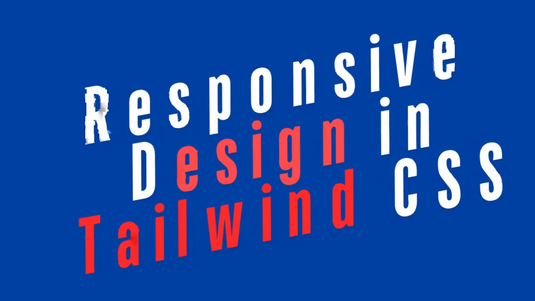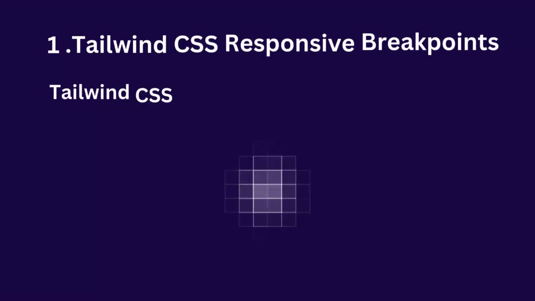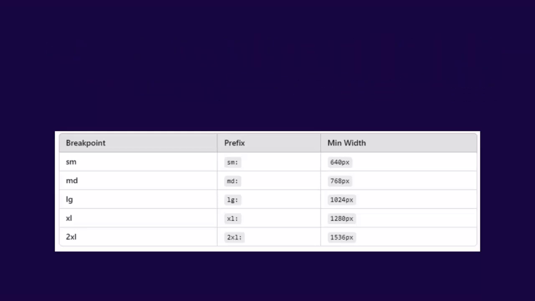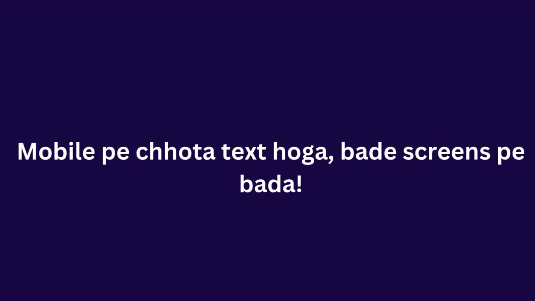Today we will explore responsive classes. In Tailwind CSS there are 5 main breakpoints: SM, MD, LG, XL and 2XL. And here is a prefix, some keywords I have given. SM min-width is 640, MD 768, LG 1024, XL 1280 and 2XL 1536 pixels, right?